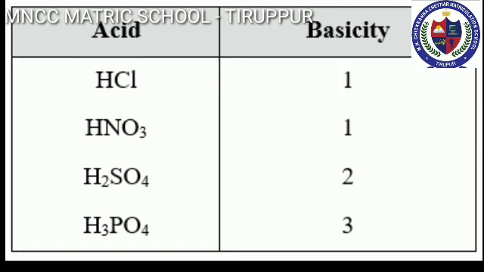Next we move to classification based on basicity. An acid that contains only one replaceable hydrogen atom per molecule is called a monobasic acid. For example, hydrochloric acid and nitric acid, HNO3. Next, an acid which gives 2 hydrogen ions per molecule of the acid in solution, for example, sulfuric acid, H2SO4, and carbonic acid, H2CO3. An acid which gives 3 hydrogen ions per molecule of the acid in solution, for example, H3PO4.